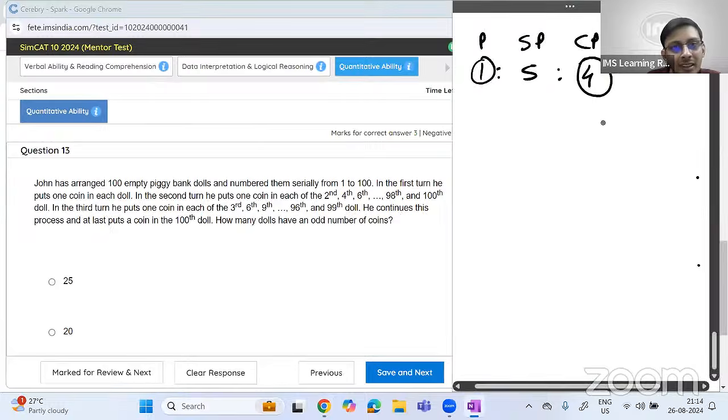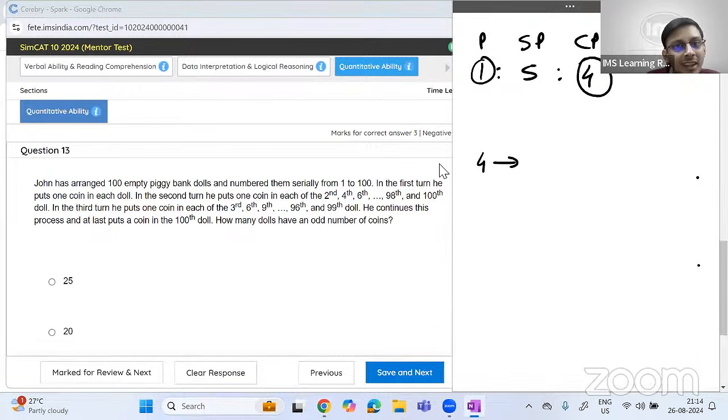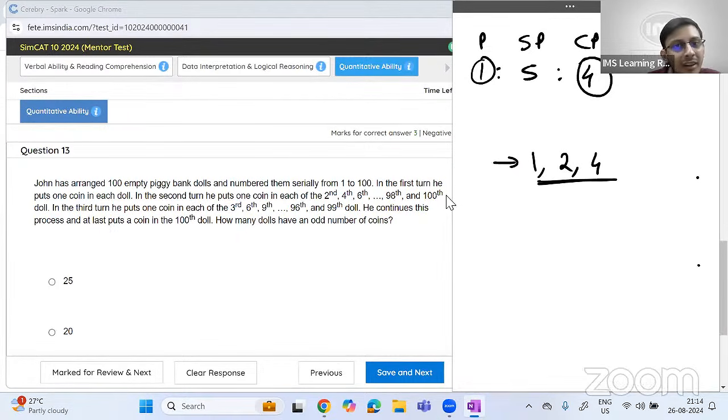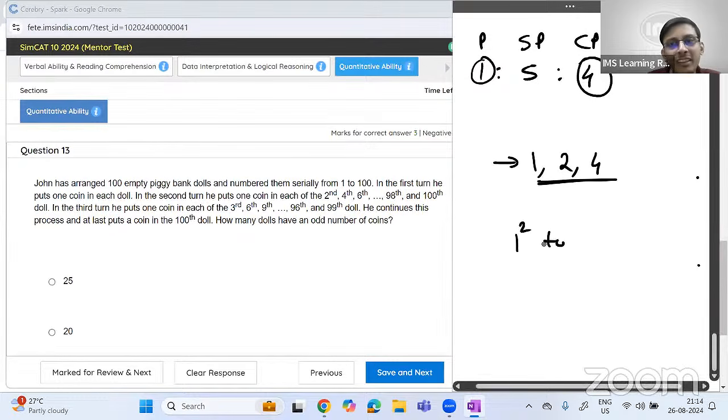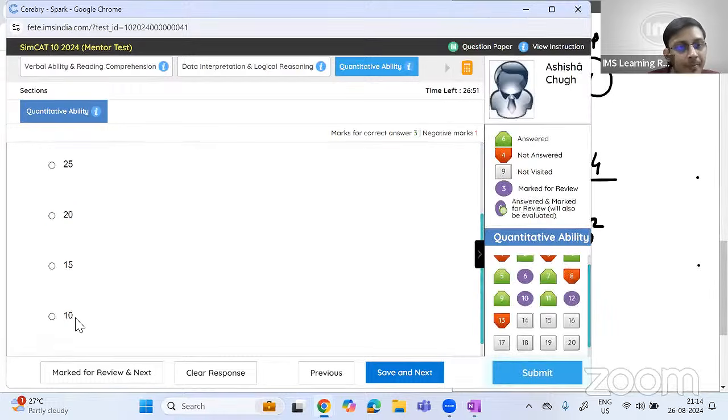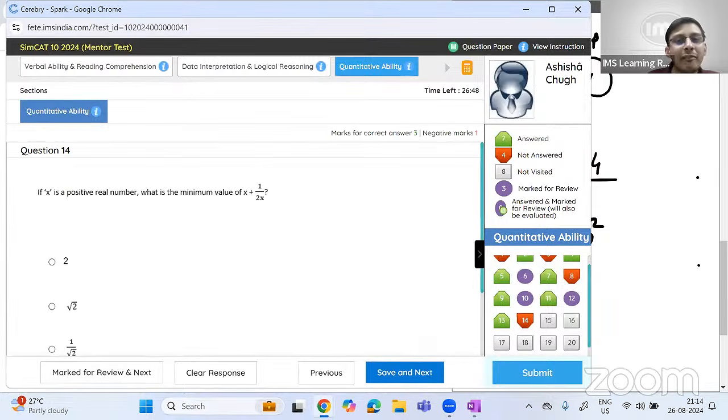For example, 4 will have an odd number of coins because in the first turn we will put a coin in 4, in the second turn, and also in the fourth turn. It has 3 factors because it is a perfect square. Perfect squares have an odd number of factors. So we will have from 1 square till 10 square. Therefore, how many dolls are odd? 10. I was already familiar with this question because this is a classic CAT question from many years ago.